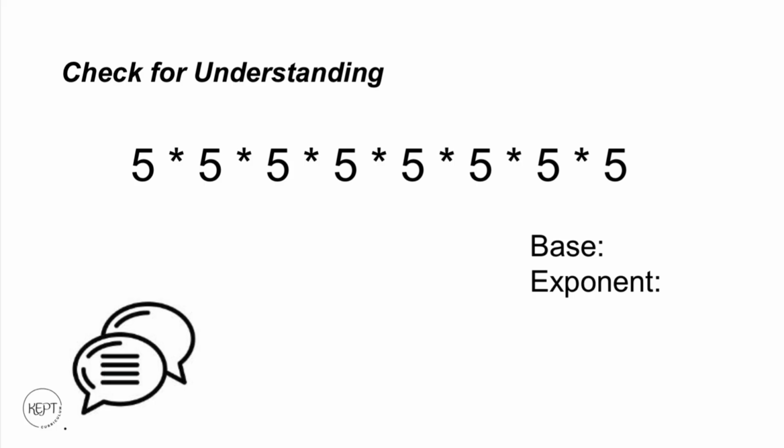Here I can see that the number 5 is being multiplied many times, so that means our base is 5. And in order to determine our exponent, we need to see how many times that 5 is multiplied. And that answer is 1, 2, 3, 4, 5, 6, 7, 8. So our exponent is 8. Now if we want to write that in exponential form, that means our final answer would be 5 to the power of 8.